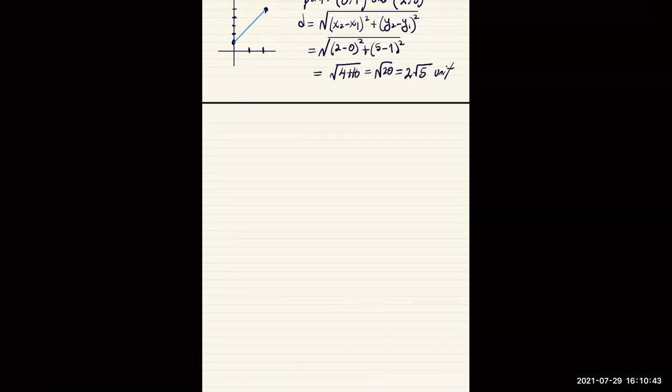I think we'll get stuck. But let's do it, okay? Let's see if it works out or not. So, example here: find the arc length for f of x equal to the square root of a squared minus x squared.